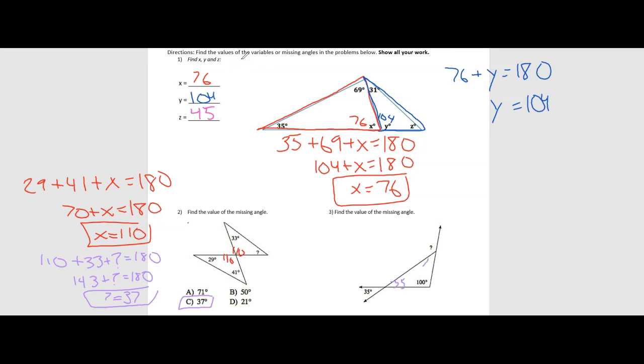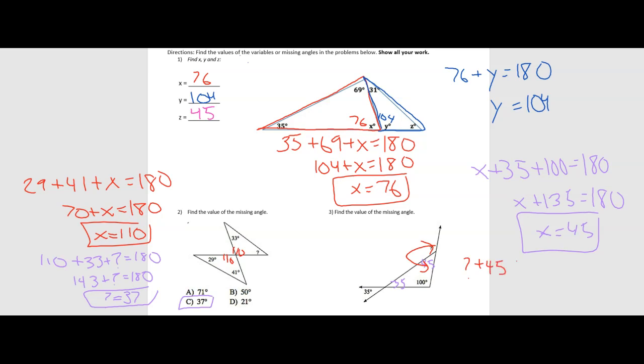Then I can use a triangle sum theorem to figure out x. So I have x plus 35 plus 100 is equal to 180. I get x plus 135 is equal to 180, and I get x is equal to 45. So I can replace my x with a 45. And then I have a linear pair, right? These two angles form a linear pair. So I have the question mark plus 45 is equal to 180, because linear pairs sum to 180. And I get the question mark is equal to 135.